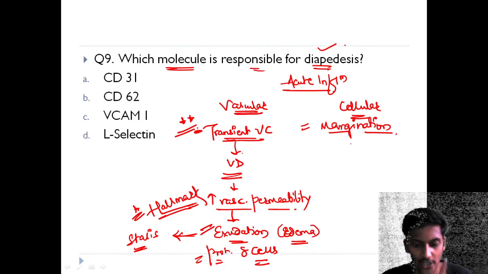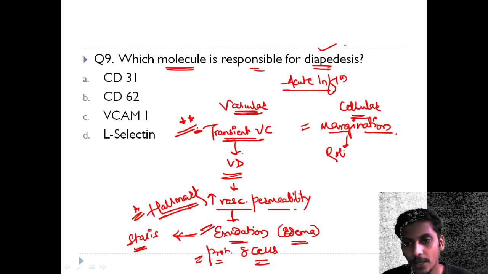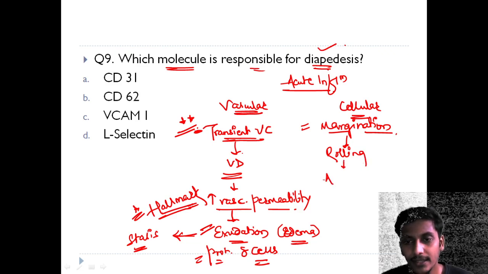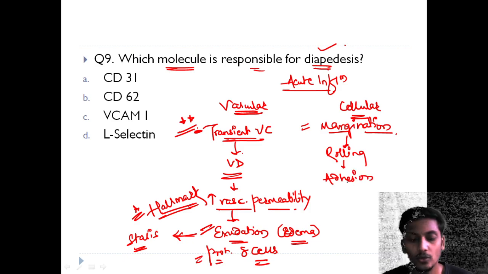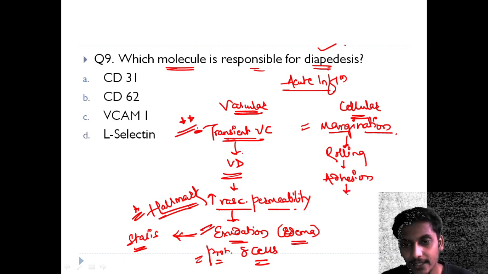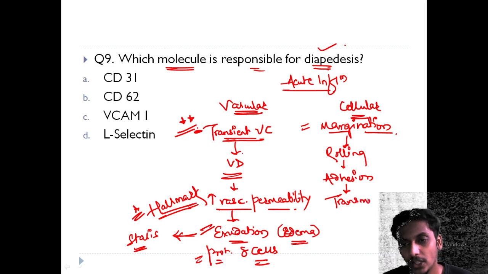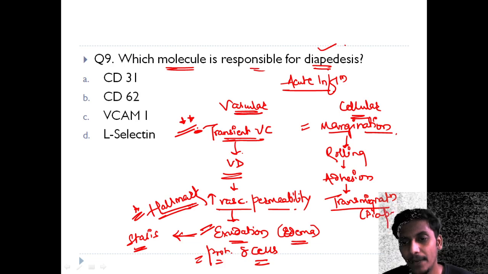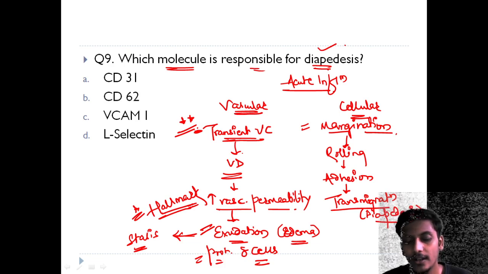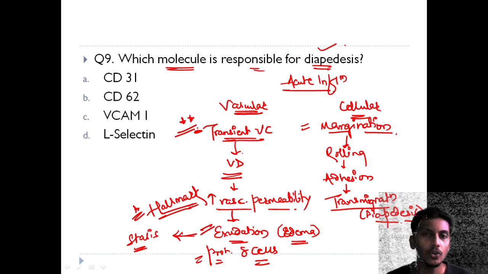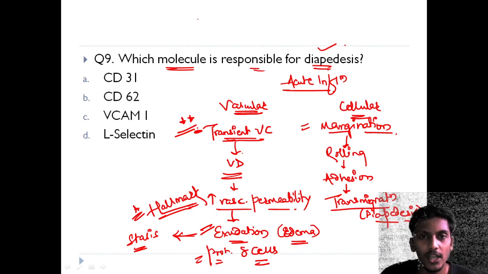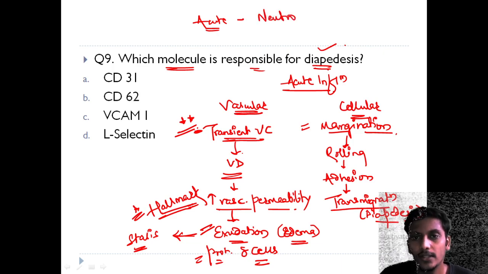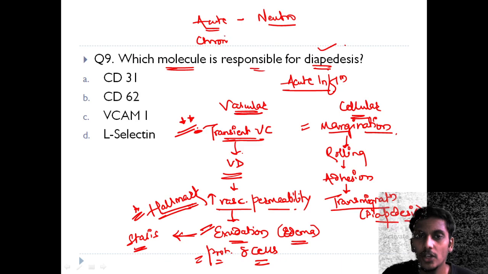After margination, these leukocytes or WBCs start rolling on the endothelial cells. This process is known as rolling. Then they adhere to the endothelial cells, known as adhesion. And then finally they lead to transmigration. What do we mean by transmigration? Please remember, transmigration is the same as diapedesis, the movement of these neutrophils. Usually in cases of acute inflammation, the most important cells are the neutrophils, and the most important cells in chronic inflammation are the monocytes.